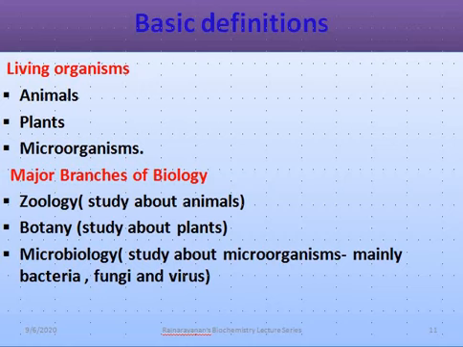Zoology deals with the study about animals. Botany deals with the study about plants. And microbiology deals with the study about microorganisms. Zoology is also known as animal science. Botany is also known as plant science.